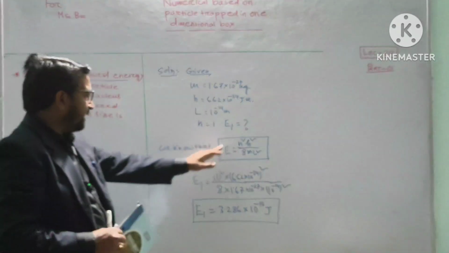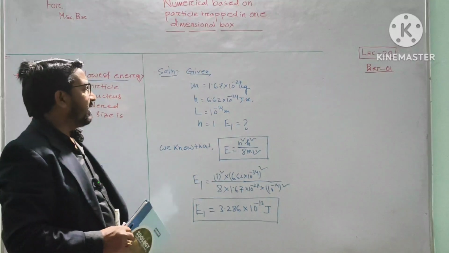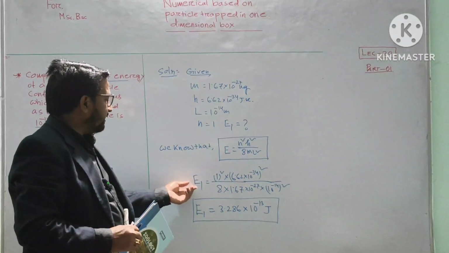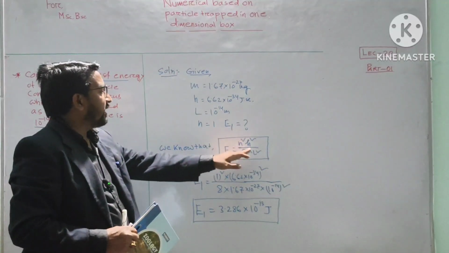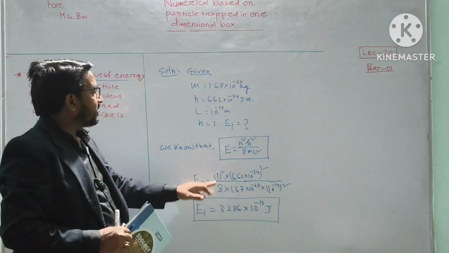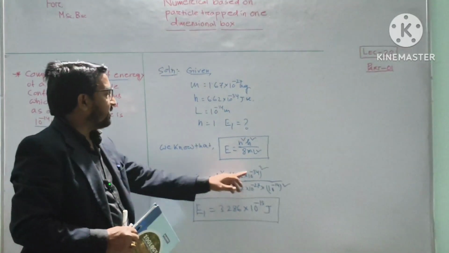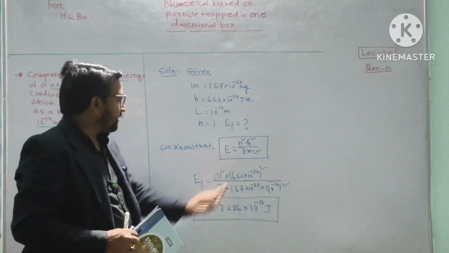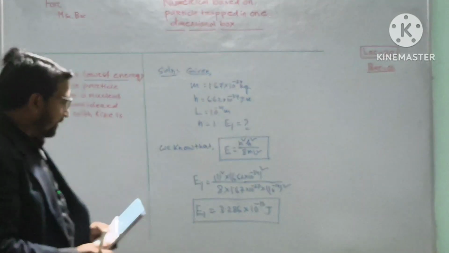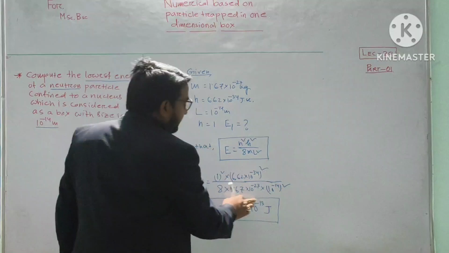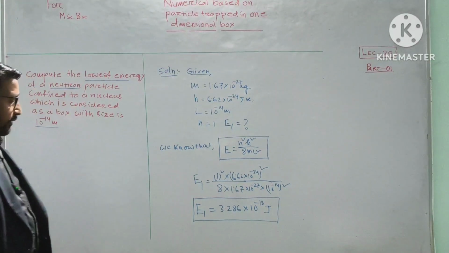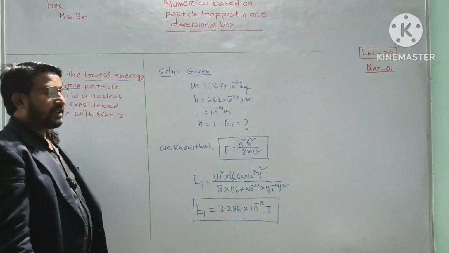We know that E equal n square h square divided by 8 m L square. For ground state, we can write E1 equal n1 square h square. So the value of n equal 1 square into h square, that means the Planck constant squared, divided by 8 into 1.67 into 10 to the minus 27, and the value of L equal 10 to the power minus 14. After solving this part, we get 3.286 into 10 to the minus 13 joule.